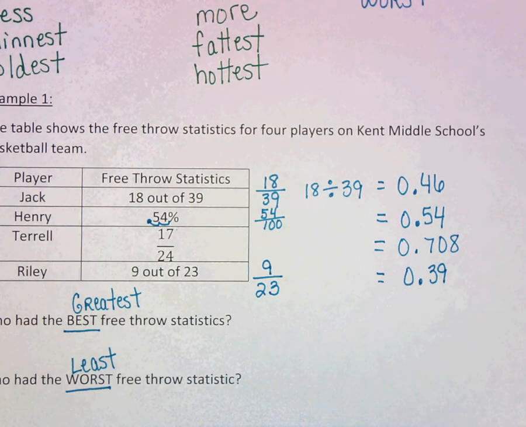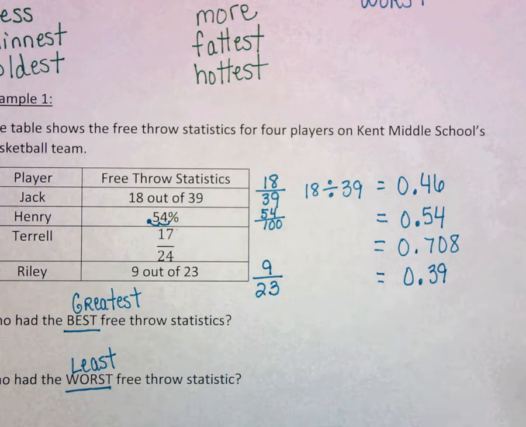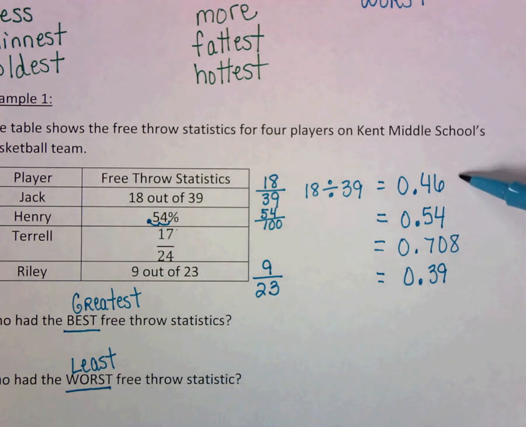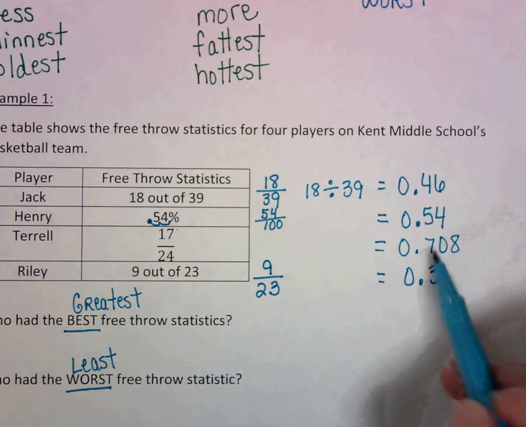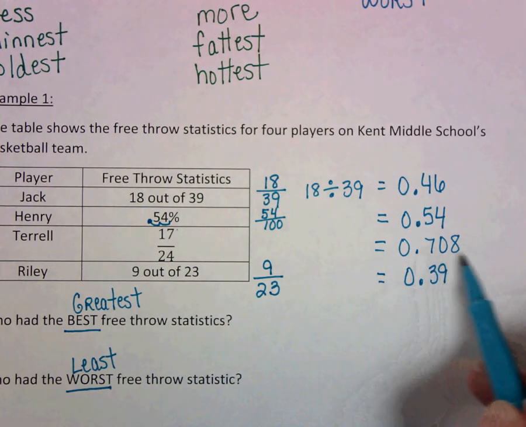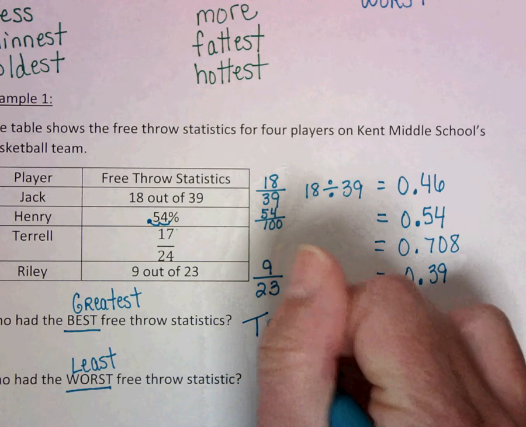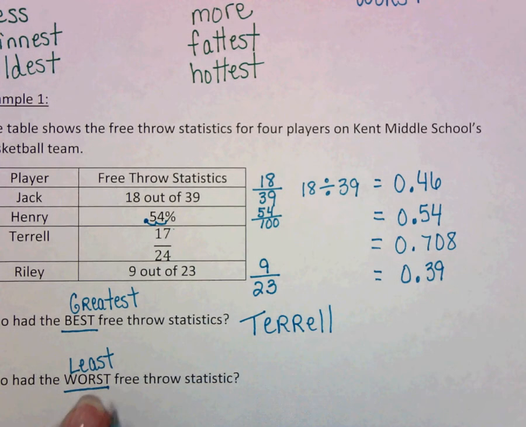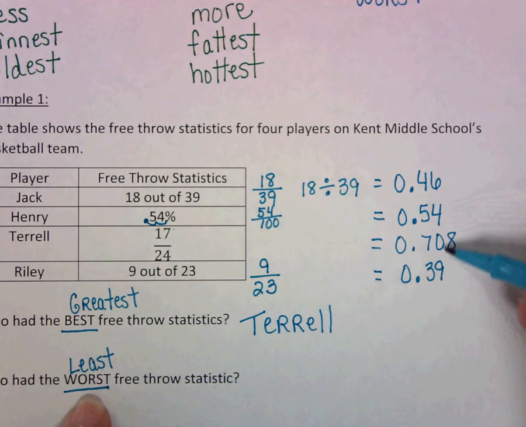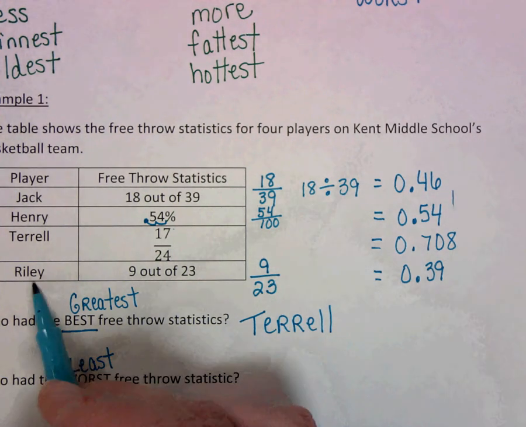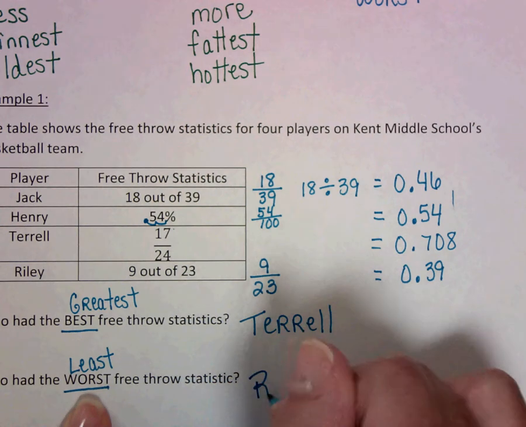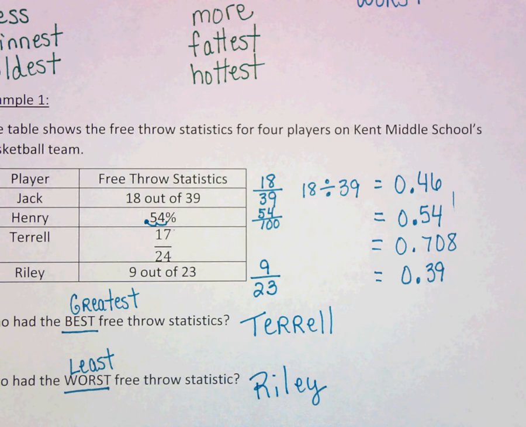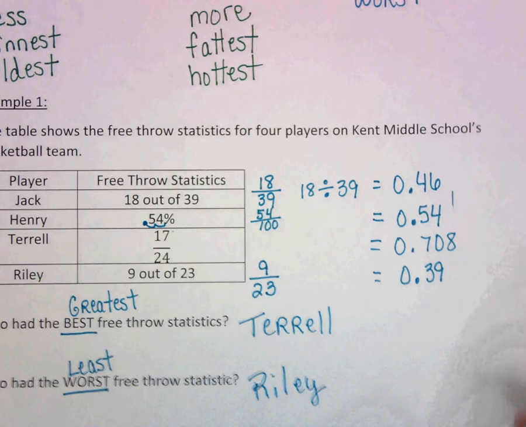Okay, so who had the best free throw statistic? Who had the greatest number? Okay, I hope you're thinking Terrell. That would be like 70 cents or 71 cents. So Terrell had the best. That's the greatest. Who had the worst? Which one is the smallest number? And that was Riley. Okay, so that's just an example. And we use numbers to compare and order all the time in real life. Super important.